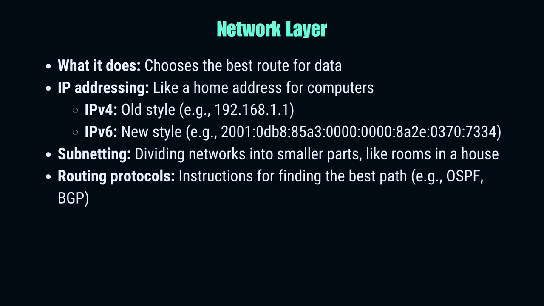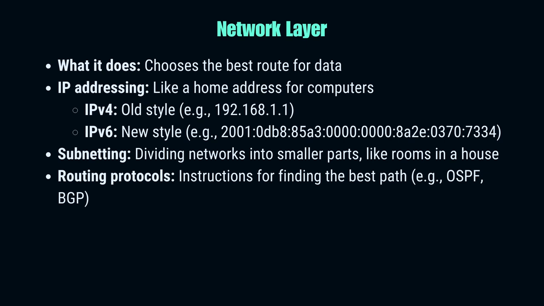At this layer, each device is assigned a unique logical address, known as an IP address. These addresses are crucial for routing data across different networks. When you send data to a website, it's the IP address that helps your data find its way there. The network layer breaks data into smaller units called packets. Each packet contains not just the data, but also the source and destination IP addresses. This allows each packet to be routed independently, potentially taking different paths to reach the same destination.